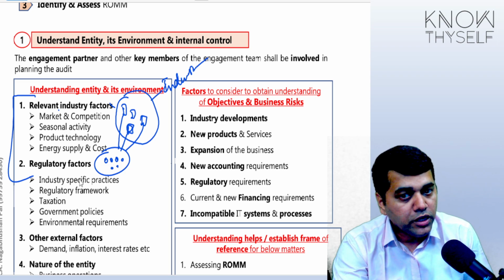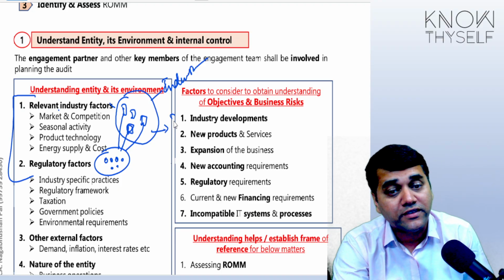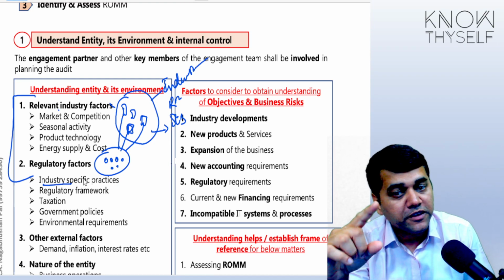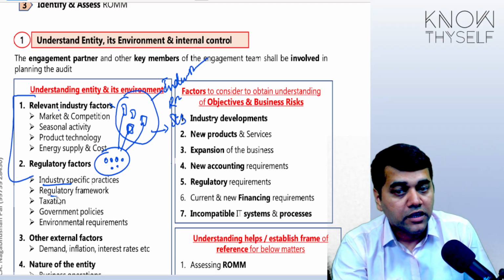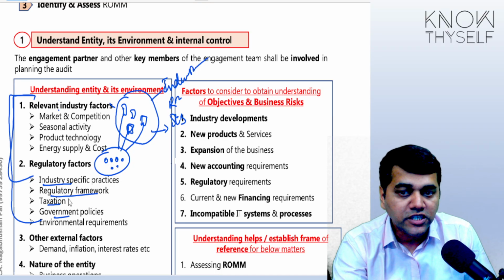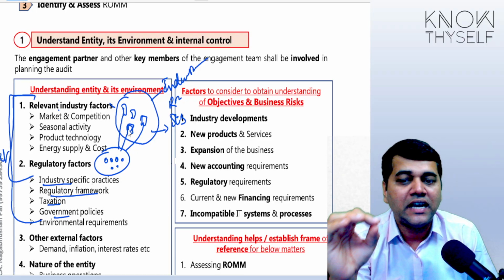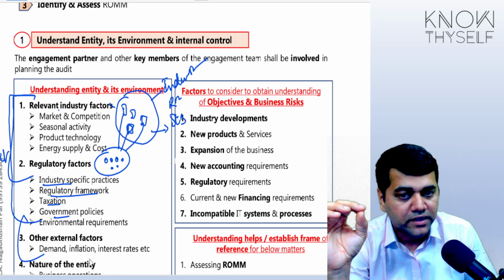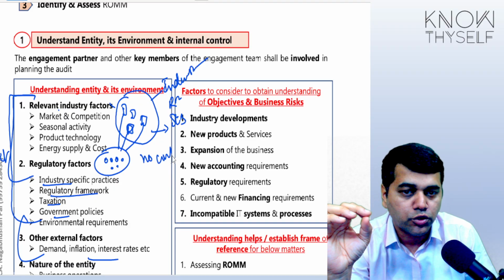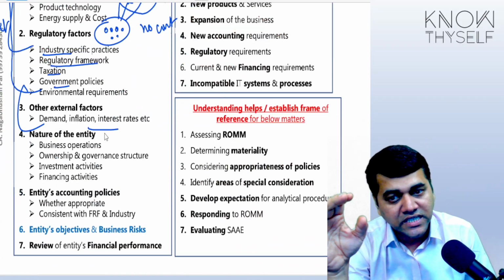When you talk about regulatory, yes, there are industry-specific practices you are supposed to follow, like SEBI has told you, RBI has told certain banks. There are industry-specific practices told by the regulator. Regulatory frameworks, taxation, government policies. So all these factors become external, as do demand and supply, interest rates, etc., because the entity has got no control. Are you clear?